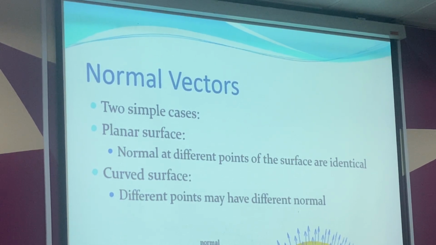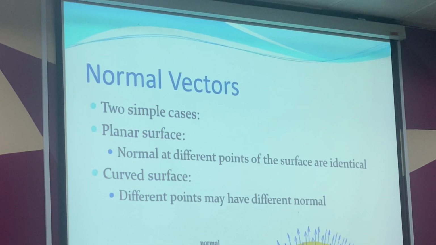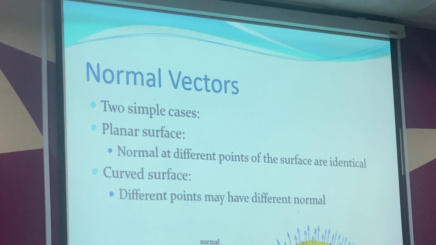Okay, if you only draw one normal up here, in the middle of the surface, this is smooth shading. For flat shading, your normal is only drawn on the first vertex. Normals at different points of the surface are identical. So for a planar surface, the whole surface shares one normal. The whole quad will only have one normal.